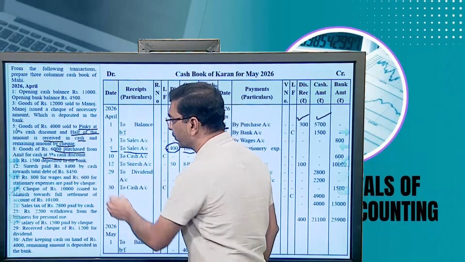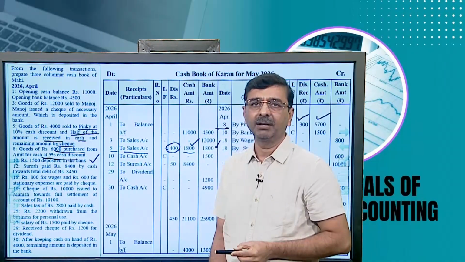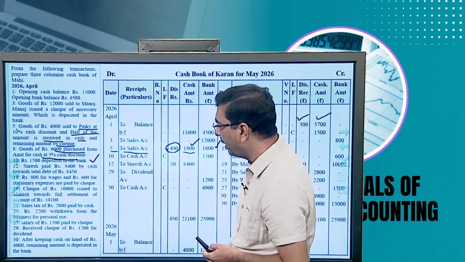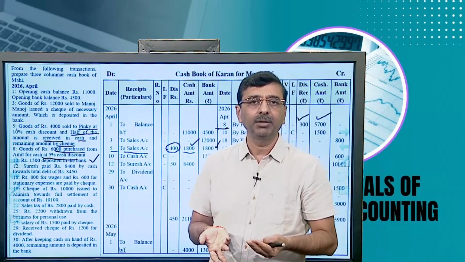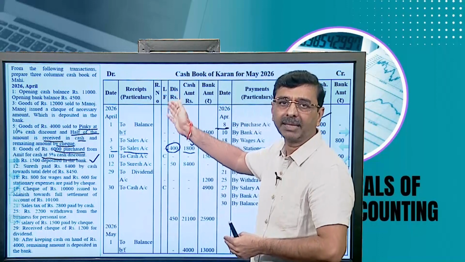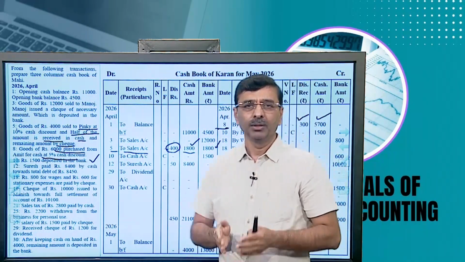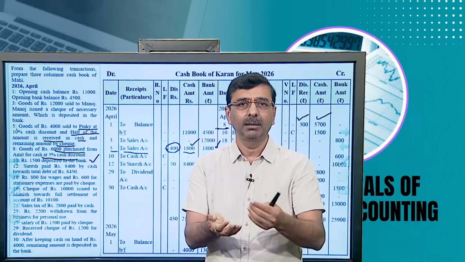Rupees 1,500 deposited in the bank. It is considered a part of a contra entry. What would be the general entry when you deposit? Because we are preparing a cash column and a bank column also. So when we deposit cash in the bank, cash goes out.